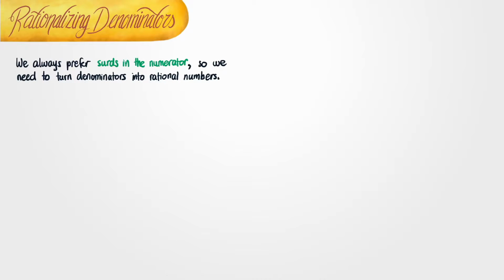So that means that anytime we see a surd in the denominator, we have to find a way to turn it into a rational number, and that's going to force all the surds to end up in the numerator. So it really just comes down to convenience. Math is usually easier anytime you have surds in the numerators. Let me give you some examples of this.